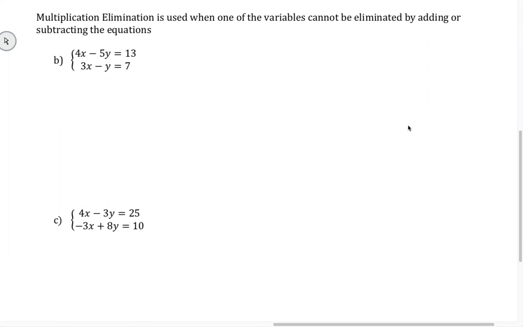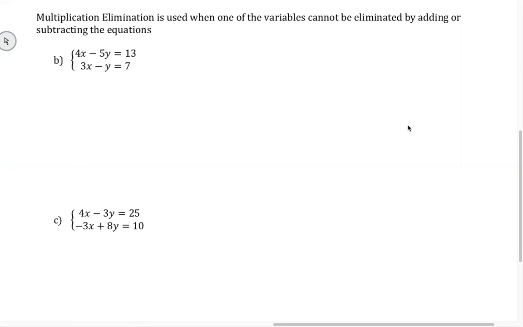Now in B, notice the variables, none of them have the same coefficients, right? Would you agree, Lance? None of them do? Okay. The x's are different, the y's are different. So, Jay, which variable do you want to get rid of, x or y? Y. I would agree with you.